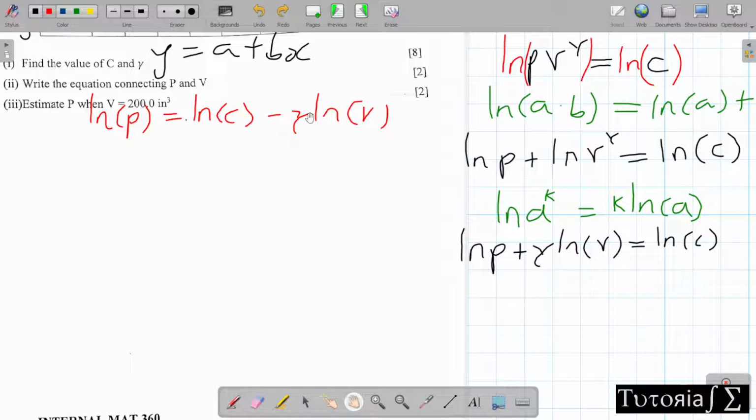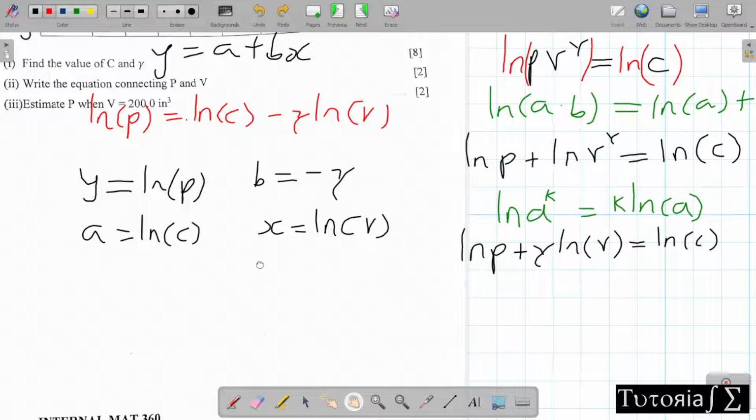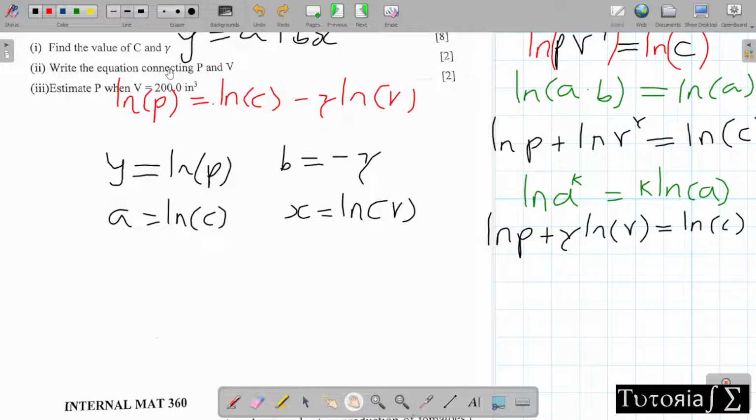So writing what we were saying, meaning that y is equal to natural log of p, A is equal to natural log of C, B is equal to negative mu, X is equal to natural log of V. Okay, these equations are very important because they will help us find C and mu. So C equals A.